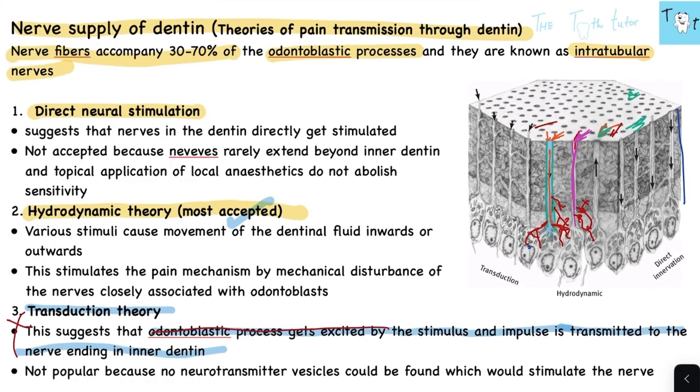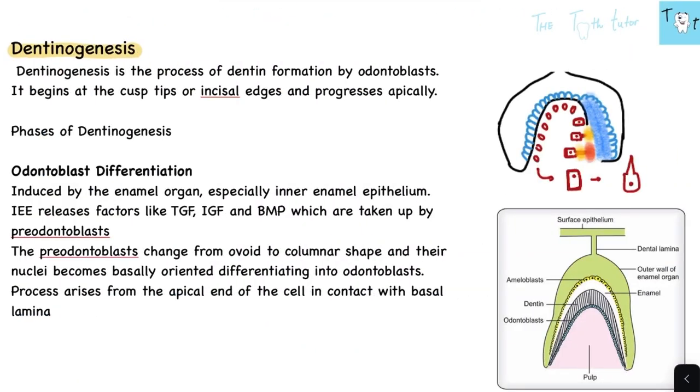Okay, now moving on to the next topic, that is your dentinogenesis. So what happens in dentinogenesis? It is the process of dentine formation by odontoblasts. So you know odontoblasts are the cells that form dentine, right? I'll just walk you through how it starts.